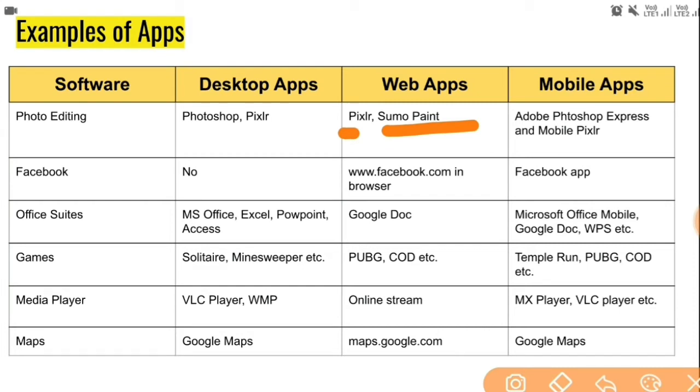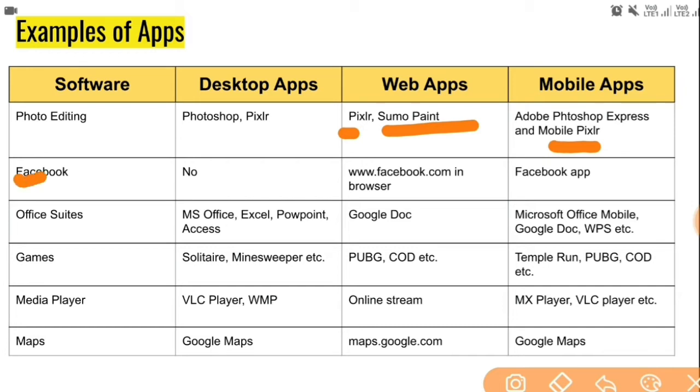And Pixlr and Sumo Paint, those apps require the internet for editing photos. Now, talking about mobile apps, there are two or more apps available for photo editing on mobile, like Photoshop Express. Adobe Photoshop Express is also a mobile app which is helpful for you to edit your photos, and another is mobile Pixlr, and many other apps are also available for editing photos on your mobile phone. So there are several mobile apps available for photo editing.